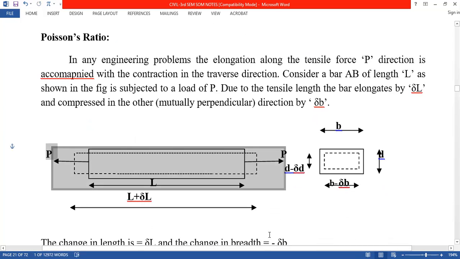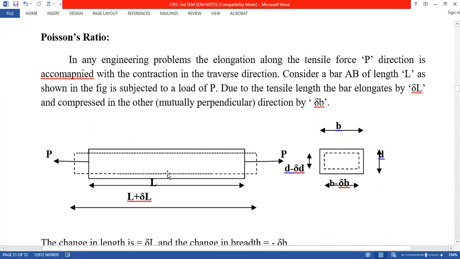Whenever the length of the material increases, at the same time the width of the material decreases. This type of phenomenon is called Poisson's ratio. Means in one direction the length of the material increases, and in another direction the dimension of the material decreases. Both happen at the same time. This is known as Poisson's ratio. If you want a textbook definition, a force P applied in one direction is accompanied by a contraction in the transverse direction.